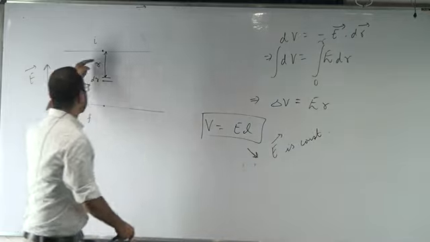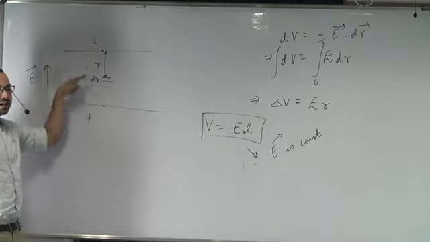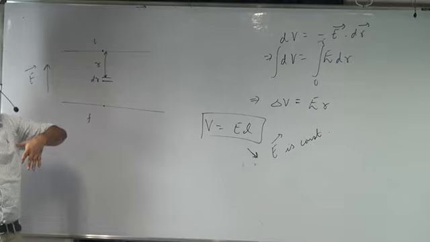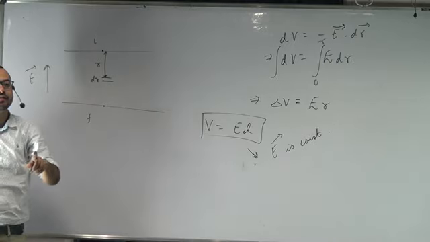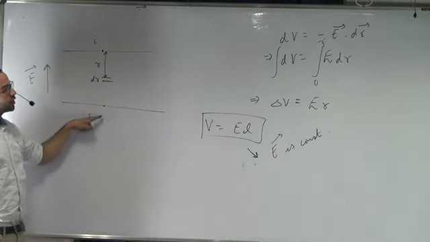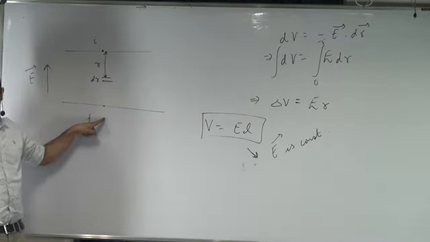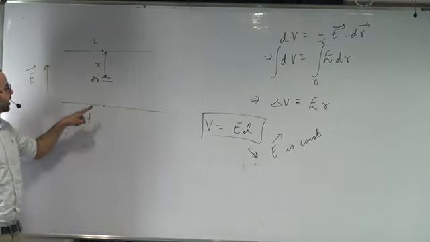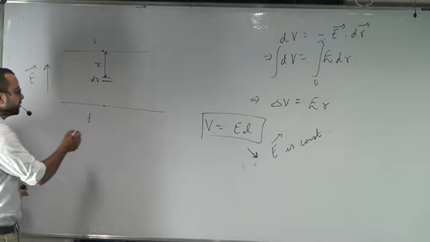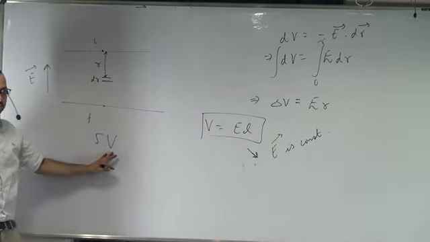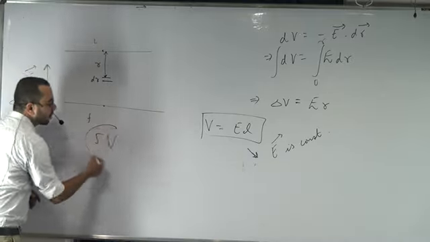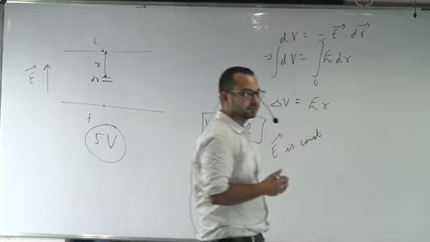So you are going from here to here, you are descending. Are you going in the direction of field or opposite to the direction of field? Opposite to the direction of field. So should V come out positive or negative? Positive. You are going opposite to the direction of field, so the potential change will come out positive. How much? E into L. E is 50, L is 0.5, so it will be 5 volt. Is that clear?